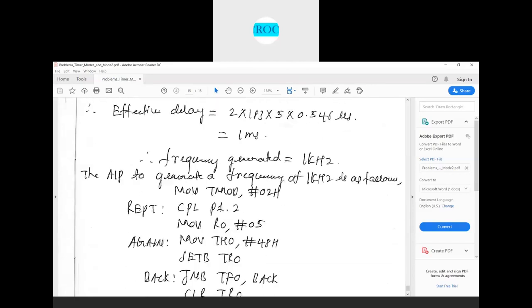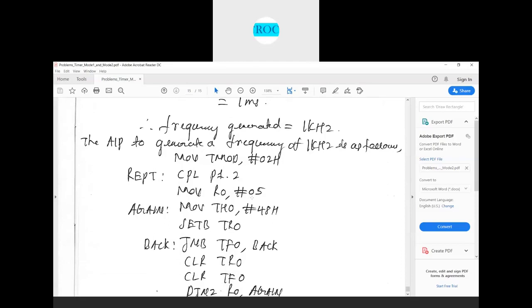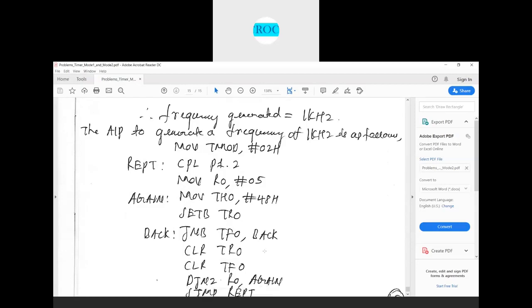I will use the register R0. MOV R0, #05. MOV TH1, #49H. SETB TR0. JNB TF0, back. CLR TR0. CLR TF0. Again you do DJNZ R0, go there and load that value with 49H. Again it will count 183 clock cycles, 183 into 5 times, because R0 is loaded with 5, so 183 into 5 will be 915. That much delay is sufficient to generate a square wave of 1 kilohertz.